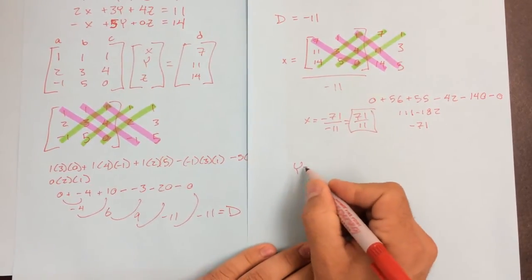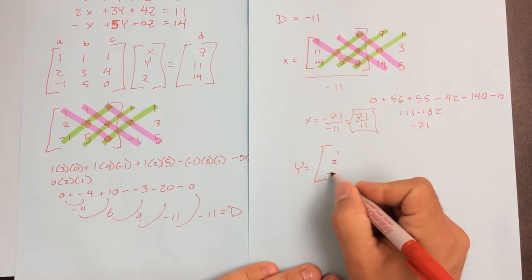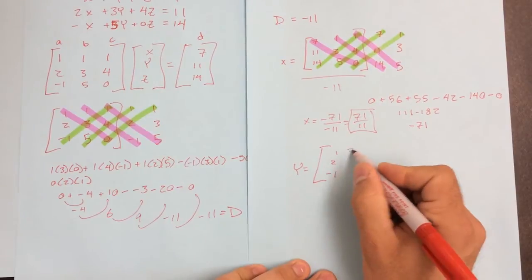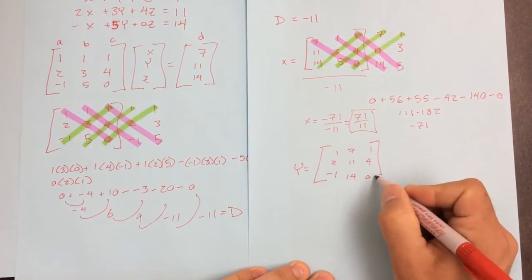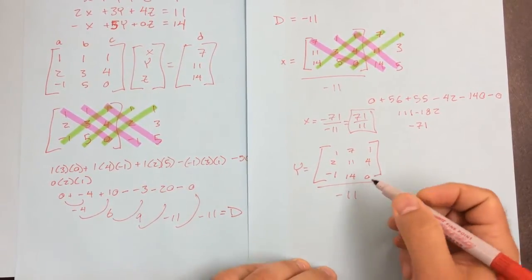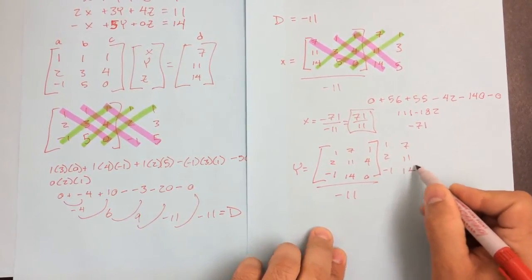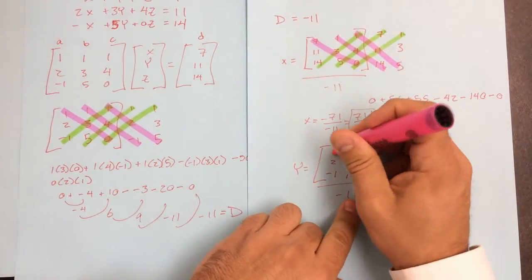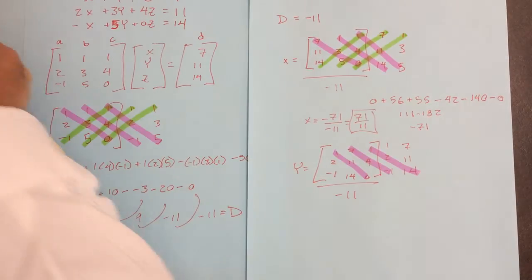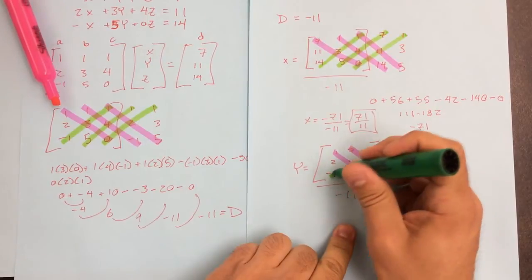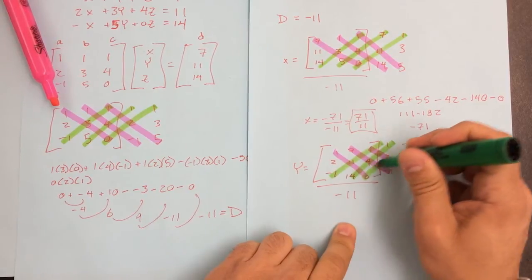Now I'm going to do y. Y equals, the a's are still the same, so 1, 2, negative 1. The b's change to d, 7, 11, 14. And the c's are the same, 1, 4, 0. Over the determinant of our original matrix. Rewrite the first two columns. Product of this plus the product of this plus the product of this, minus the product of this, minus the product of this. Oops, no, I did that right. Minus the product of this.